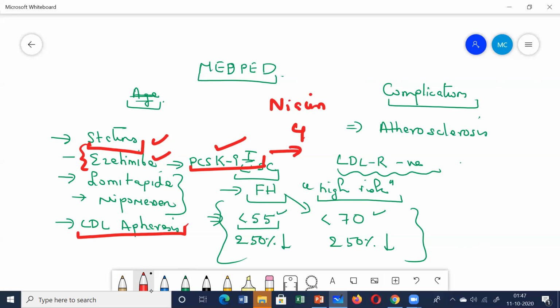This was your conventional treatment, and the novel treatment options, as I told you, are lomitapide, mipomersen, and the PCSK9 inhibitors: evolocumab, alirocumab, bococizumab. Okay, so these are the new molecules which have come, and they produce a quite good lowering of the LDL cholesterol. Nearly 50% extra. On top of the statins, there is a further 50% reduction in the LDL cholesterol. Okay, so this is all about familial hypercholesterolemia in short.